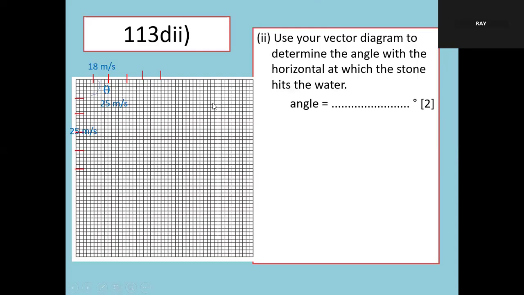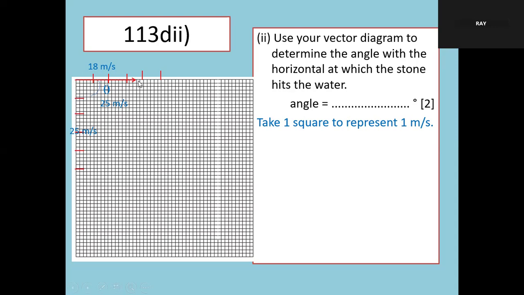So they give you a graph. Scale drawing. Use your vector diagram to determine the angle to the horizontal at which the stone hits the water. Okay, you want to find this angle. So you got 18, right? Take 1 square to represent 1 meter per second.